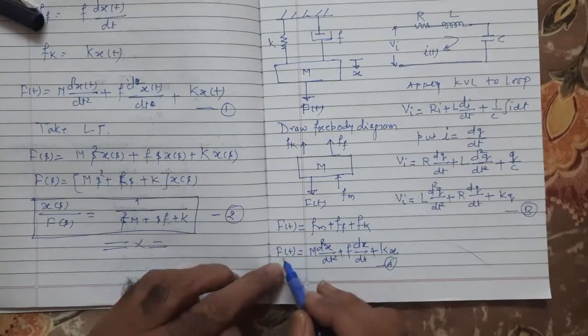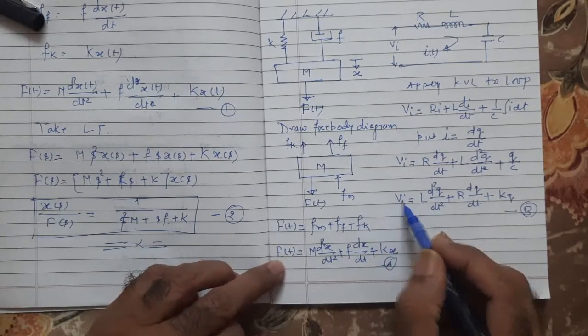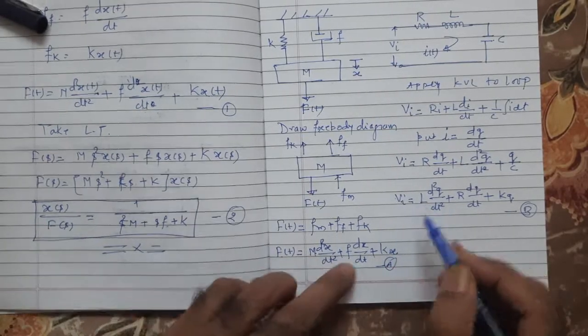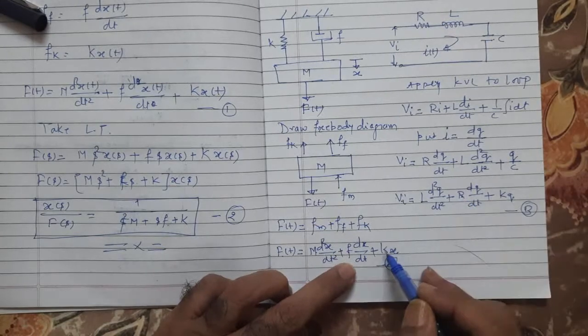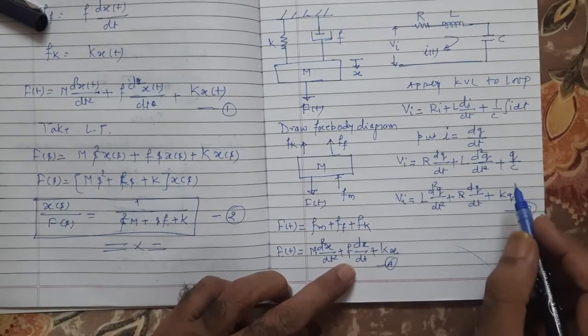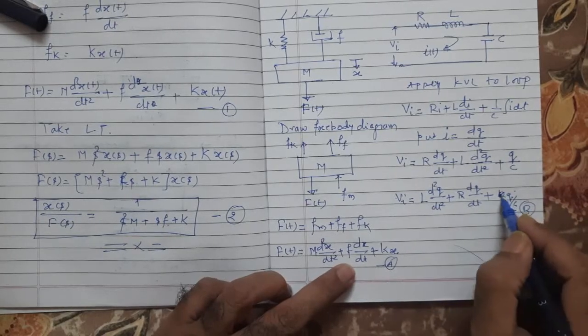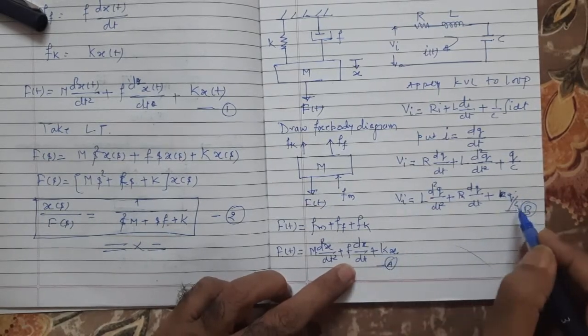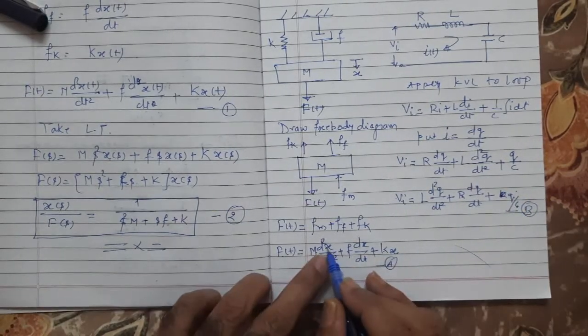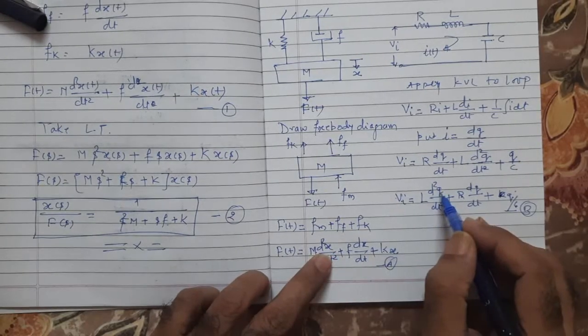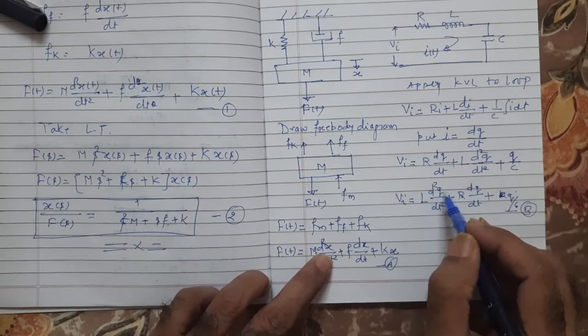So what we get: F is equal to Vi, M is equal to L, F is equal to R, and K is equal to Q divided by C. So K is equal to 1 by C. Now here is the X and here is the Q.